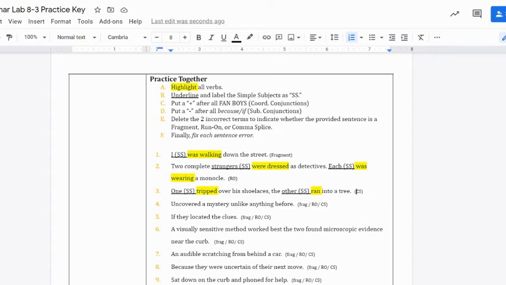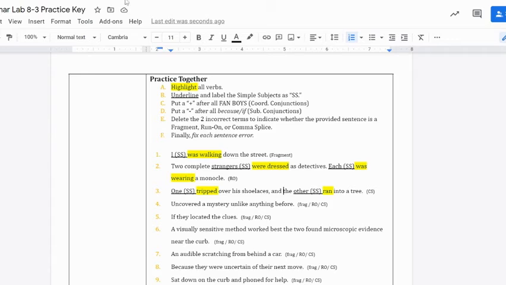So again, comma splice, like other run-ons, you can do comma fanboys, or you could do period, capital letter. I like the idea of changing it up. Okay. Let's do two more together that I'll turn you loose.